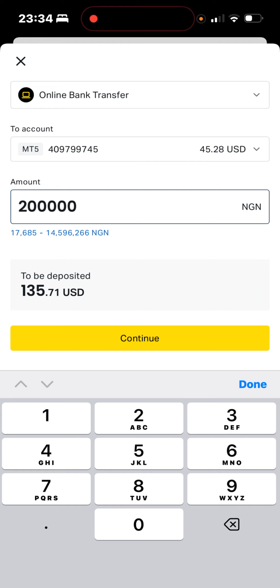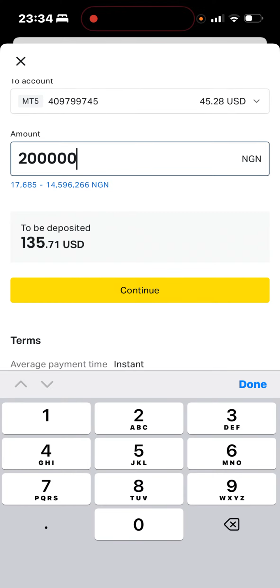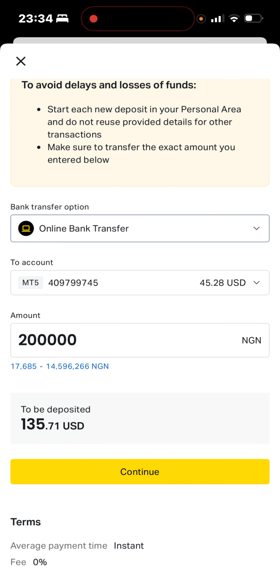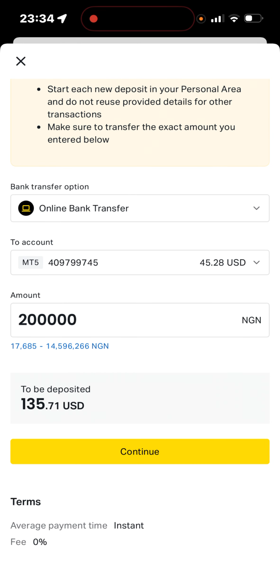So now, am I correct? This is 200k, right? Okay, this is 200k. So 200k, that's 135 dollars that will be deposited into this account. Let's use that as an example. Now back to where we're going. We click on continue.